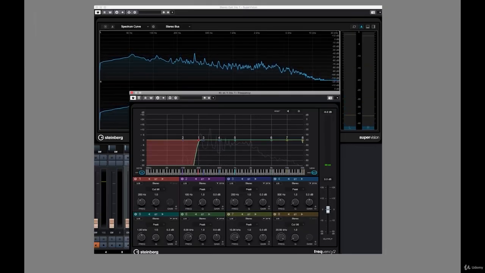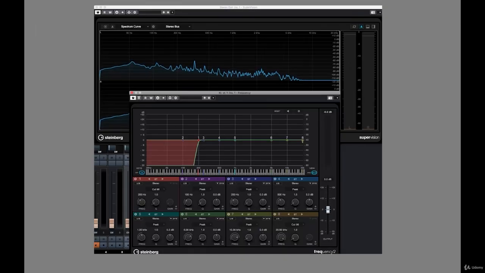They don't clash anymore, and actually now you can even turn up the volume of the cello if you want to, because the two are not competing anymore.